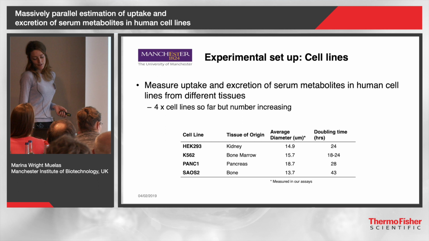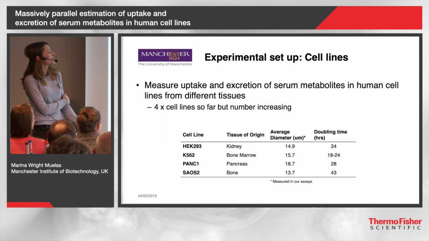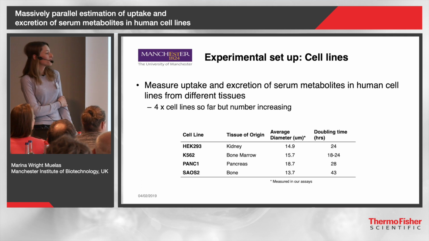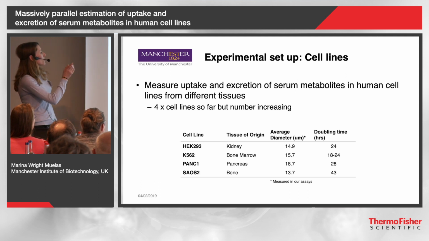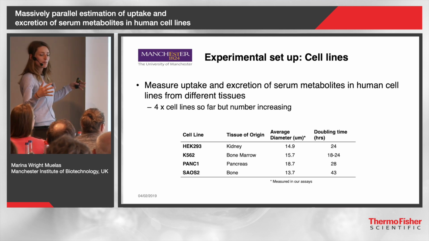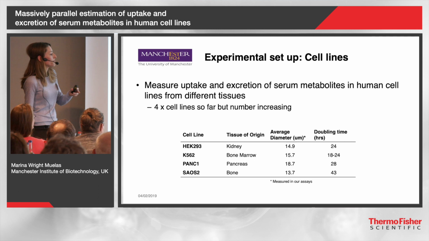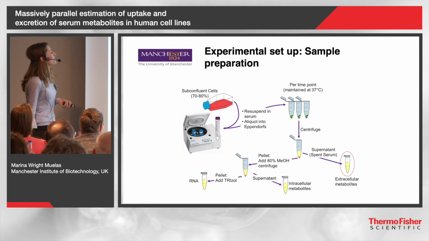So then it comes to the work that I have to do, which is to measure the uptake and excretion of serum metabolites in human cell lines from different tissues. What I'm showing you today is just for four cell lines. They are all from different tissues, but as we go along, we're increasing the number of cell lines to cover as many tissues as possible, and therefore be able to try and figure out which transporter transports which metabolite and therefore which drug.